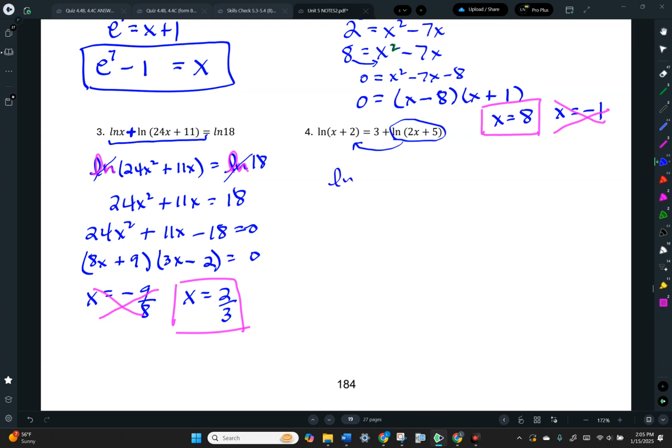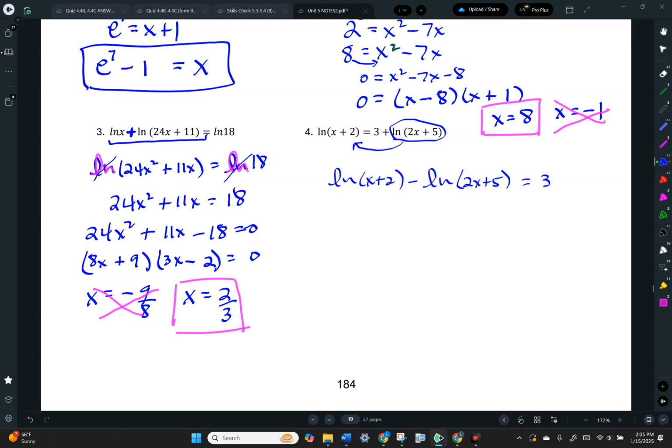So I'm going to leave the natural log of x plus 2 over there on the left. I'm going to subtract the log of 2x plus 5, and I'm going to leave that 3 on the right side. So I've isolated the logs. I've gotten them to the same side.